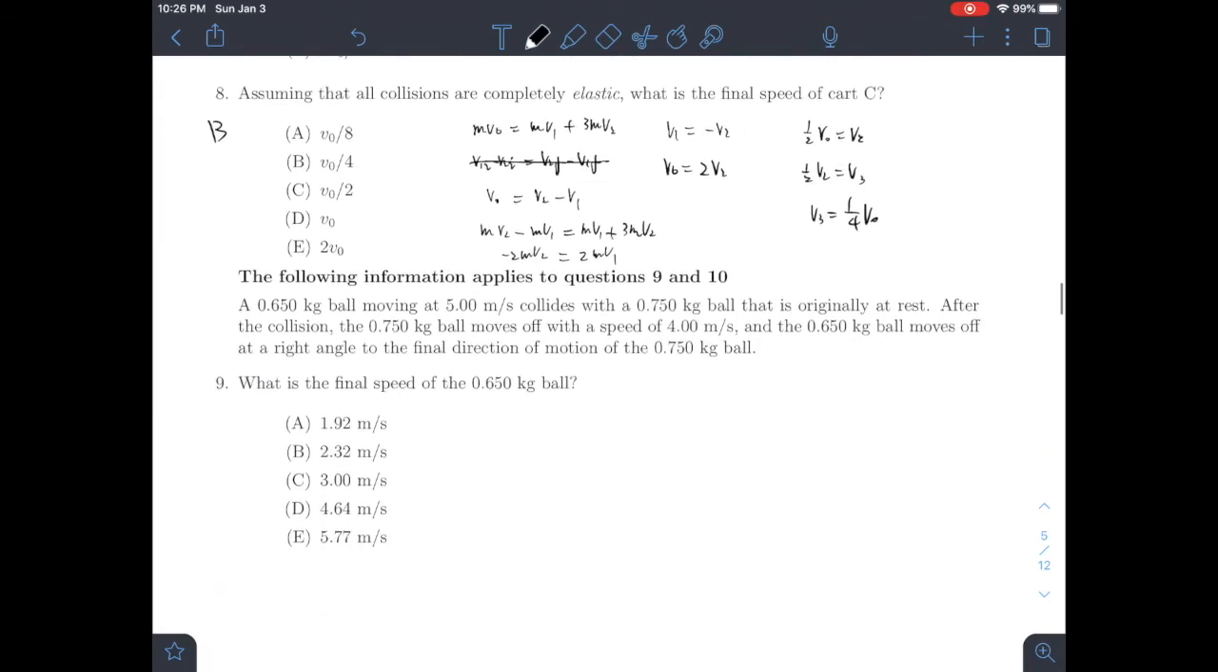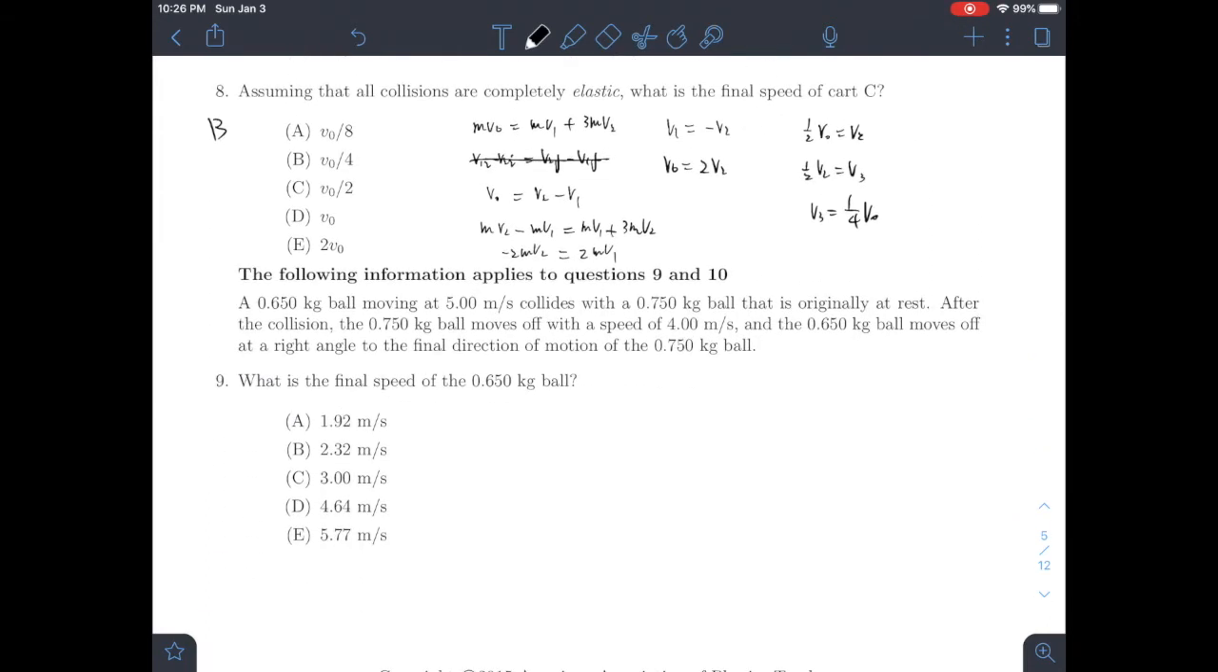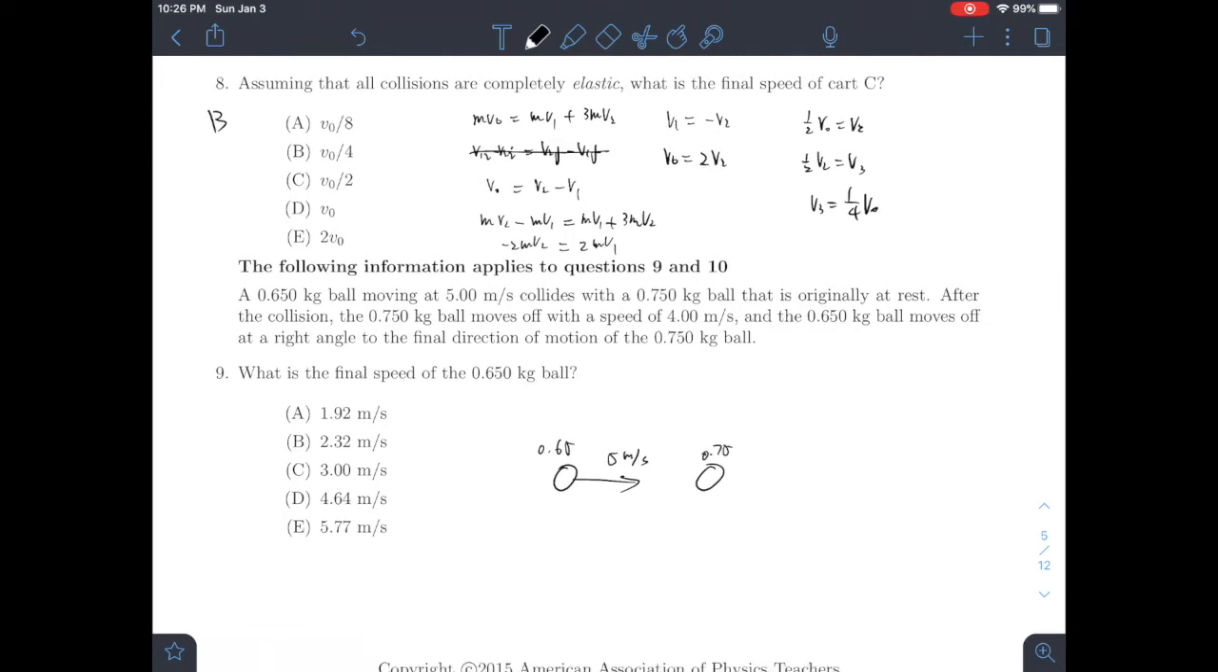Okay, so question number 9. A 0.65 kilogram ball moving at 5 meters per second collided with a 0.75 kilogram ball originally at rest. After the collision, the 0.75 kilogram ball moves off with a speed of 4 meters per second, and the 0.65 kilogram ball moves off at a right angle to the final direction of motion of the 0.75 kilogram ball. What is the final speed of the 0.65 kilogram ball?